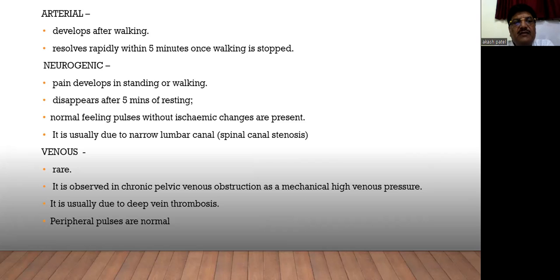And in neurogenic claudication, the pain is because of a narrow lumbar canal, that is called spinal canal stenosis. Venous claudication is rare, and it is observed in chronic pelvic venous obstruction as a mechanical high venous pressure, usually developing due to deep vein thrombosis, and peripheral pulses again will be normal.